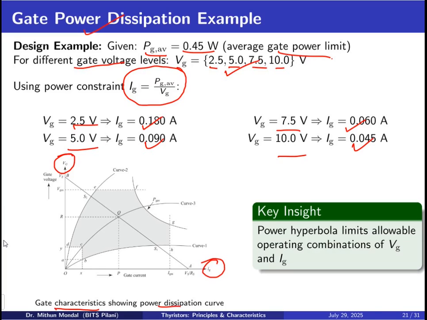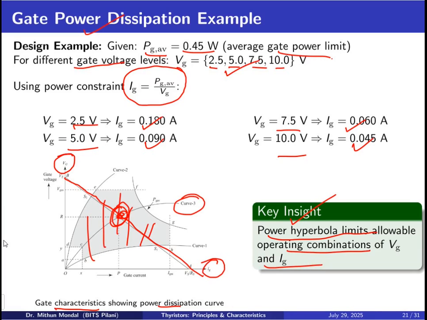In this curve, what you need to take care of is that this is basically the load line that needs to be designed, and this is your operating point, which is the quiescent point, cutting one of the gate curves, number 3, at this point, which is the Q point operation. The key insight is that the power hyperbola limits the allowable operating combinations of Vg and Ig. So the safe operating area is this one where you need to operate the thyristor. This will be the operating area of the thyristor.